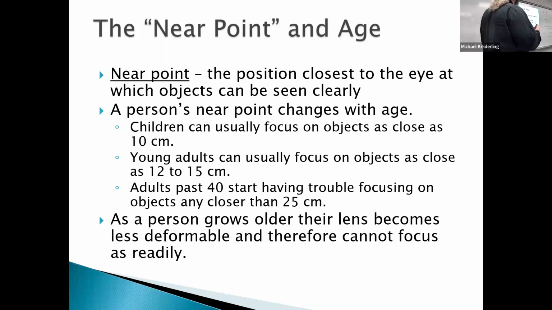So the near point is the point closest to the eye where objects can be seen clearly, and a person's near point will change with age. Children can usually focus on objects as close as 10 centimeters. Young adults can focus on objects as close as 12 to 15 centimeters, and adults past 40 start having trouble focusing on objects any closer than 25 centimeters. As you get older, the lens becomes less deformable and therefore cannot focus as readily.